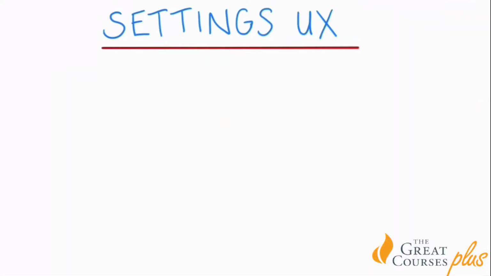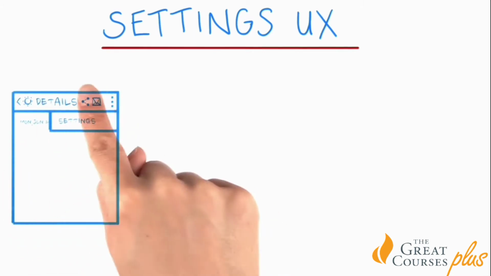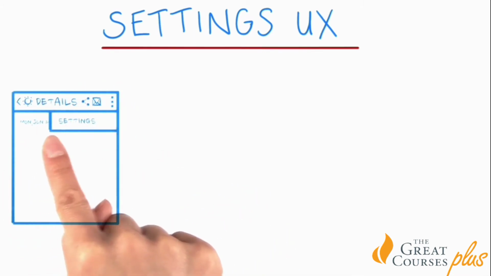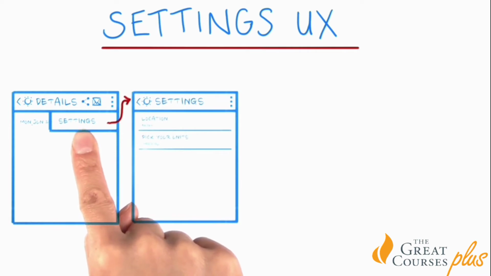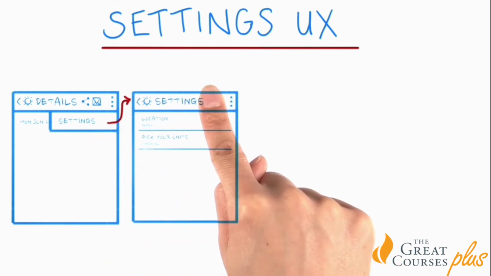Let me save you from Dan, and let's go build the settings now. Let's go through the wireframes for the settings UI. Within the detail activity in the overflow menu, there's a settings menu item. When you tap on the settings menu item, it opens up the settings activity.